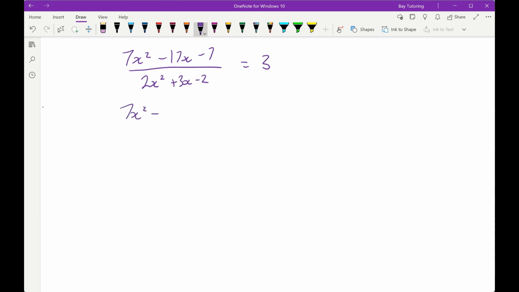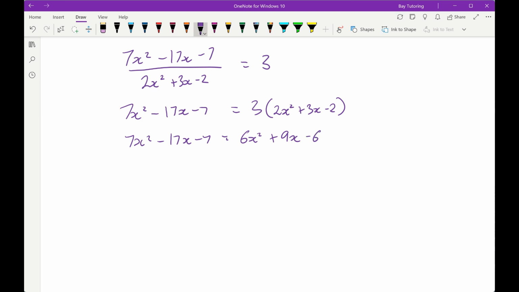So 7x squared minus 17x minus 7. And again, always use brackets when working with lots of stuff. So all of that needs to get multiplied by 3. So let's deal with that. 3 times 2x squared is 6x squared. 3 times 3x is 9x. And 3 times negative 2 is negative 6.